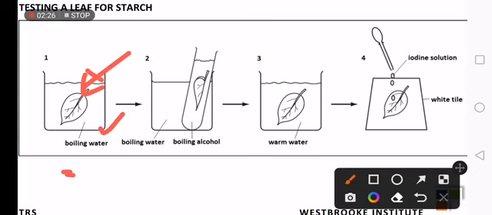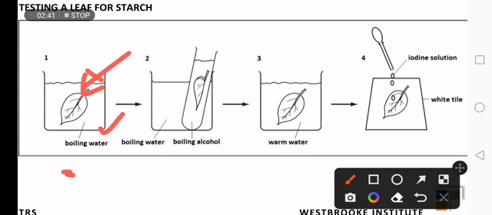Another reason for putting a leaf in boiling water is that we want to stop chemical reactions. I think you are following stage 1. Then after that, we go to stage 2.